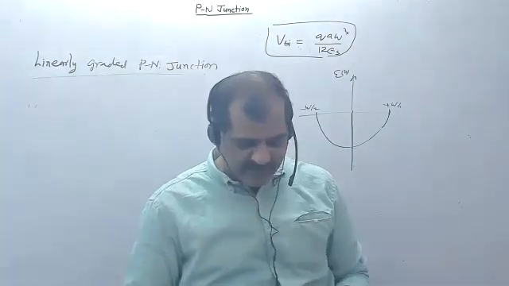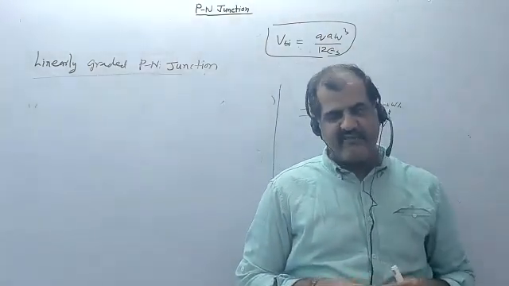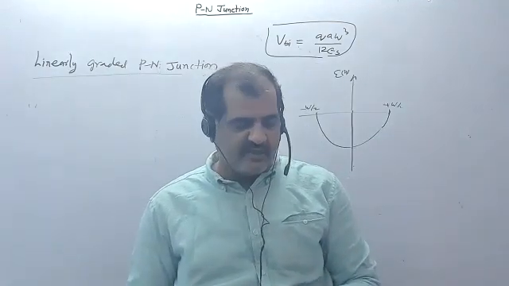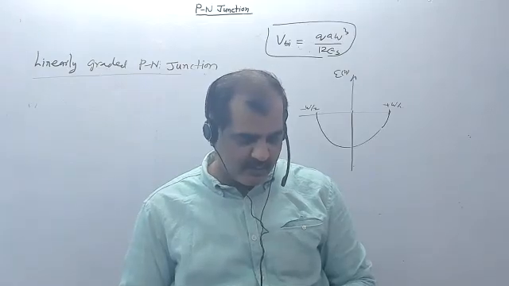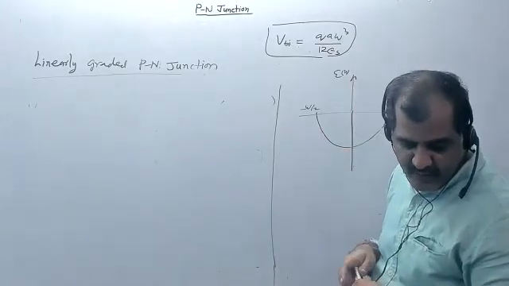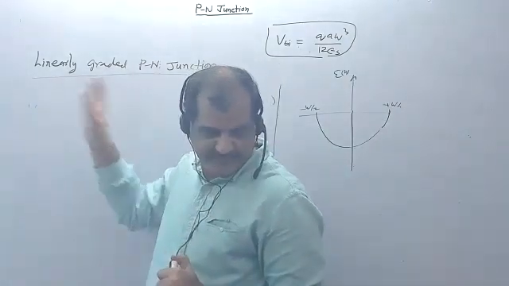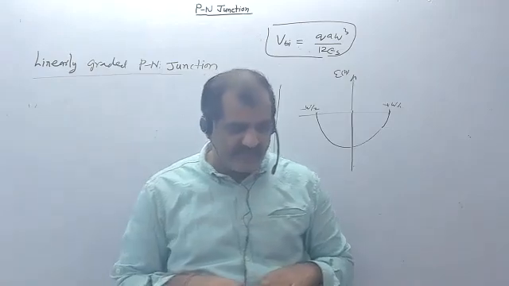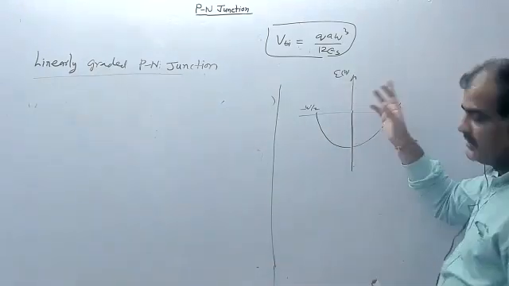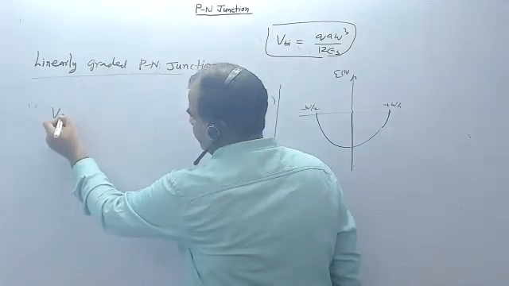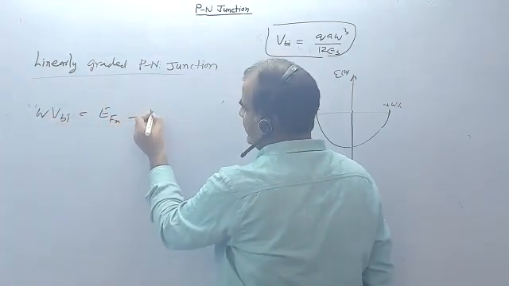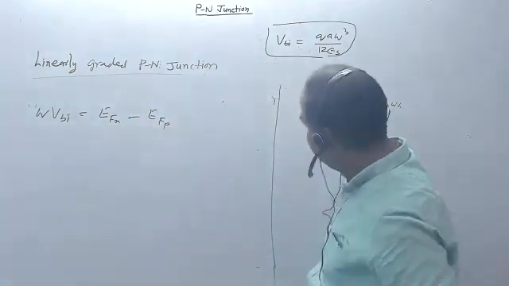When I did the first derivation of VBI, what did we do? VBI is the difference of Fermi levels. Yes sir. Here we are given the charge distribution profile, but we are not given what the charges are here. So how to calculate? If I want to use that Fermi level definition, then how can I calculate VBI? Q VBI is equal to EFN minus EFP. Now what is EFN here?